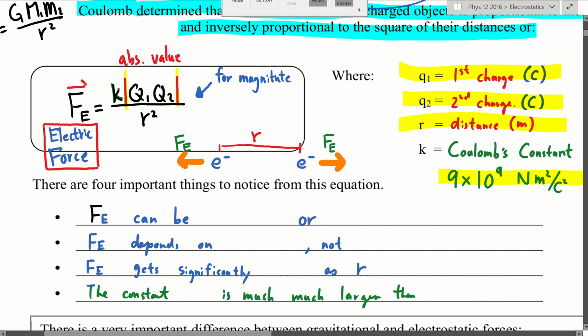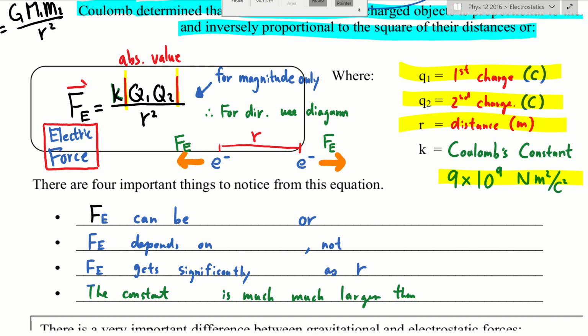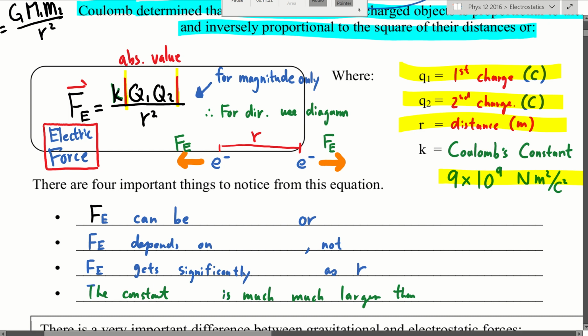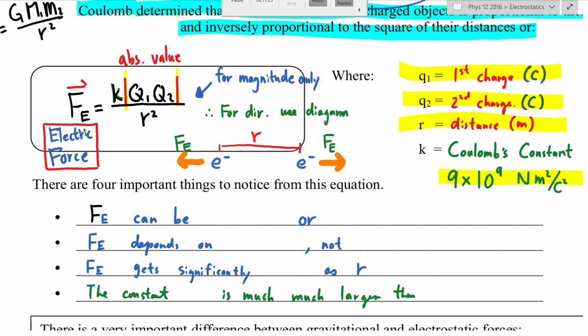Now, I'm not saying that you should not care about the direction. I'm saying that you cannot get it from this equation. So this is for magnitude only. Okay, so for direction, if you need the direction, which you will, use a diagram. If you draw a diagram like the one that I drew below, you'll be able to tell which way one of the electrons moves. If I ask you, hey, which way does the electron on the left move? You say, oh, to the left. Which way does the electron on the right move? Oh, to the right, because they're repelling in this case, right? So don't use the equation for direction, plus or minus sign, drop all of them. Use the diagram for direction.